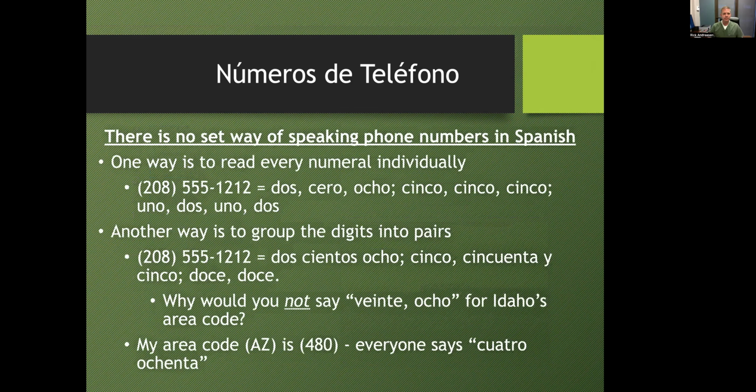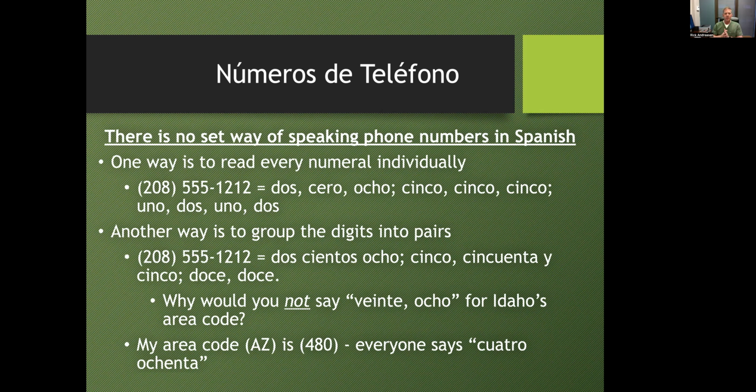You got this. Okay, one thing just really quickly to finish up this section on numbers: there really is not a formalized way in Spanish of how to read out a number. In English, we kind of get into a system. You read the area code, 602, 208, 555, 1212. In Spanish, there's not, but there are two common ways.